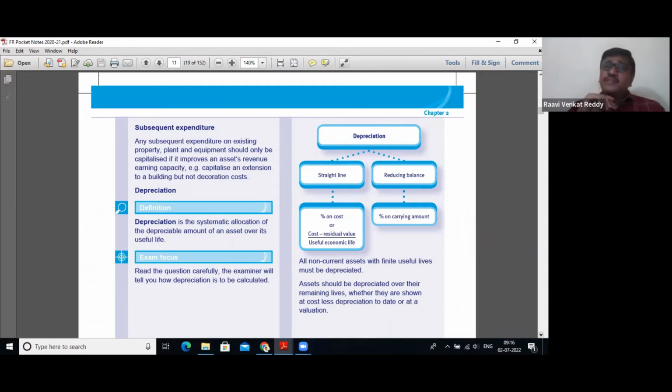Now, generally, suppose the consumer estimates that the useful life of an asset is 10 years. What does it mean? Does it mean that the asset can be used only for 10 years?